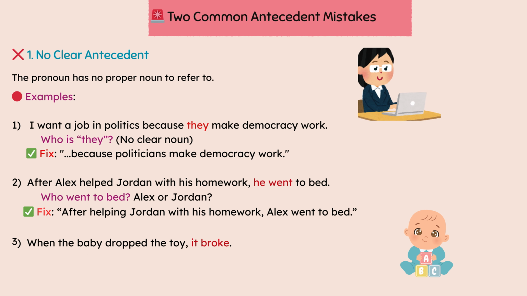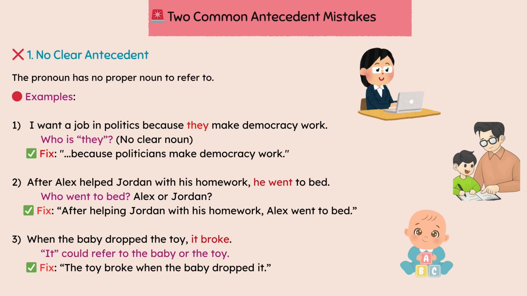Two common antecedent mistakes. Let's look at mistake 1. No clear antecedent. This happens when the pronoun has no proper noun to refer to, leaving the meaning unclear. Example: I want a job in politics because they make democracy work. Who is they? The noun is missing. Fix: Because politicians make democracy work.